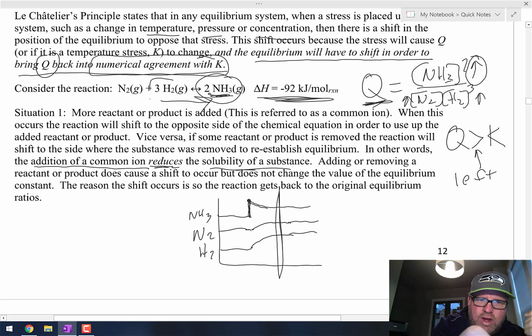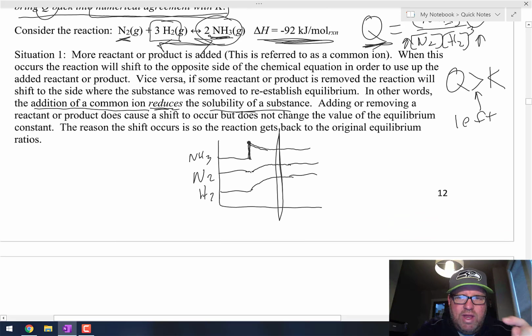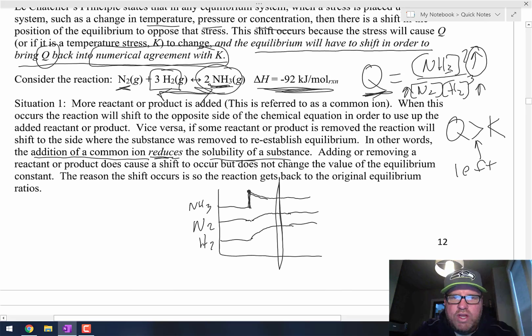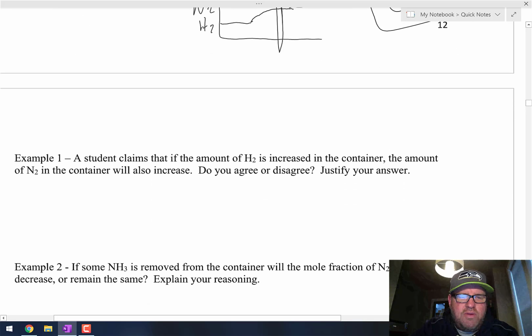And notice that when I took some hydrogen out, the reaction is going to shift to the left. That's going to make the amount of N2 go up, of course it is. Anytime you shift to one side or the other, the side that you shift to makes the amount on that side go up and on the other side go down. And again, we need to get back to those original ratios to make the Q value equal K. Okay, so let's look at a couple of examples of that.